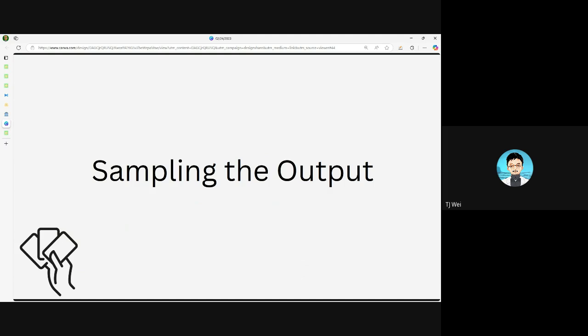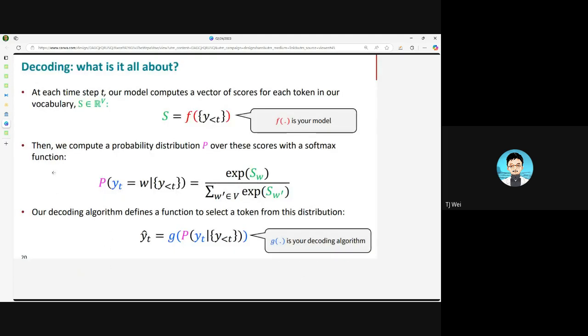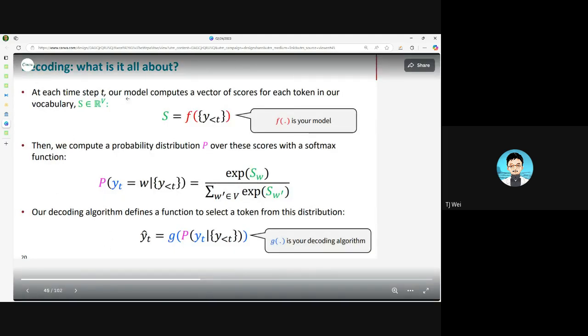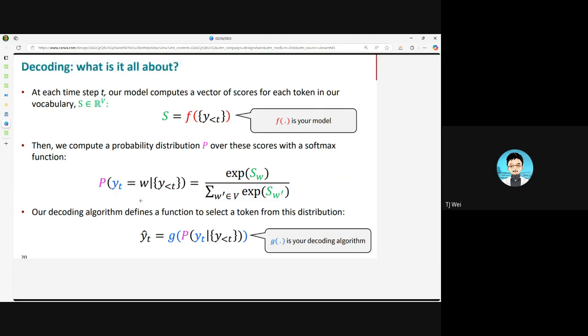Before we go deeper into the architecture and training, we are still going to cover reinforcement learning with human feedback and instruction tuning on another slide, and then we'll come back here. But before that, let's talk about how to sample the output. At each time step, our model computes a vector of probabilities using a softmax. So we get a probability for each token, and our decoding algorithm then uses this probability to select a token.